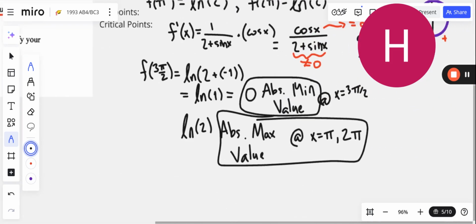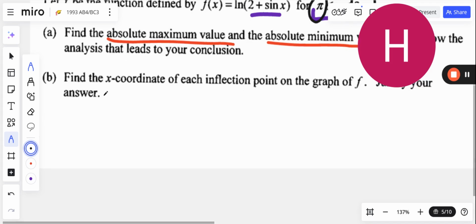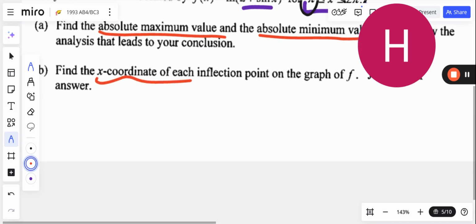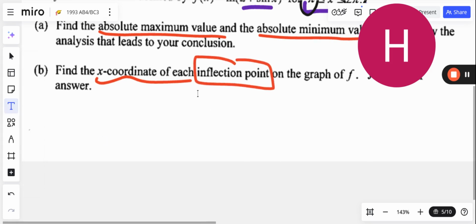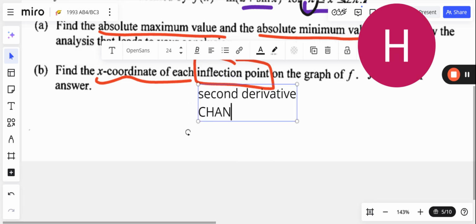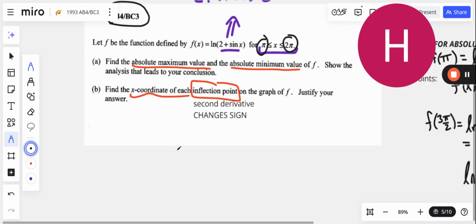I'm just making sure that you know how to write your answers as well. They want to see it like that. Now for part B, find the x coordinate, you don't have to plug them back in, of each inflection point. What is an inflection point? An inflection point is when the second derivative changes sign. Okay, it has to change sign. If the second derivative is positive, goes to 0, and goes to positive again, that's not an inflection point. It has to change sign.